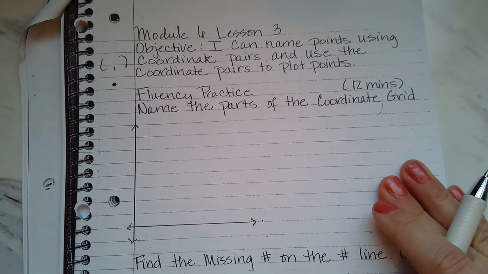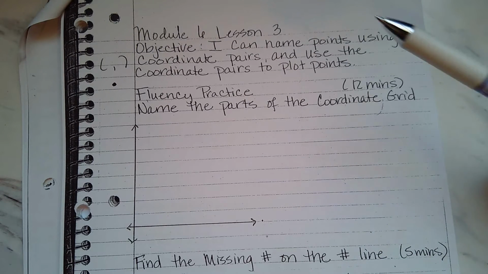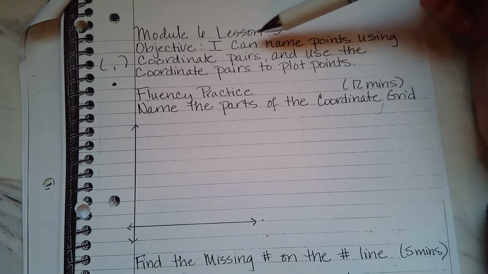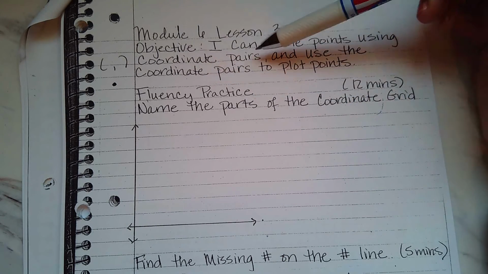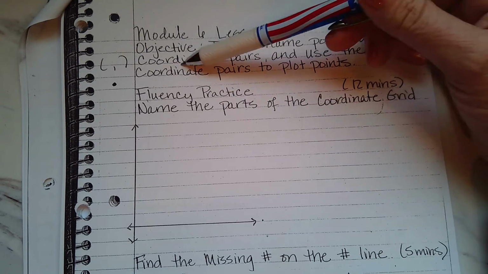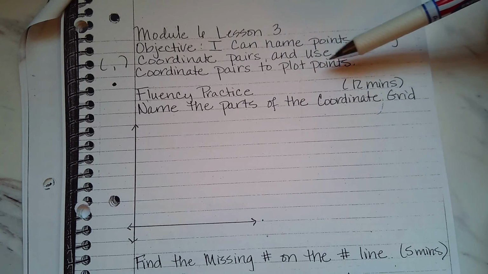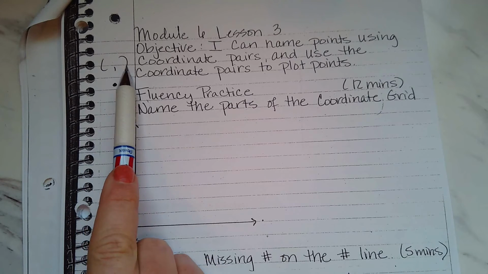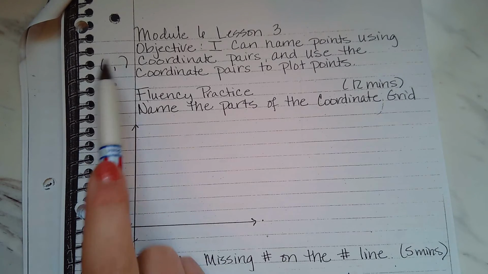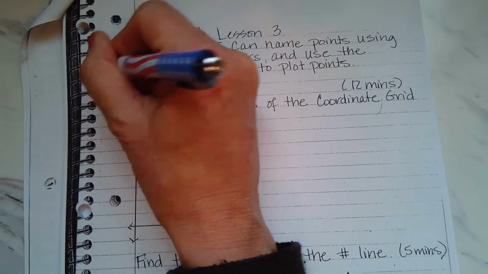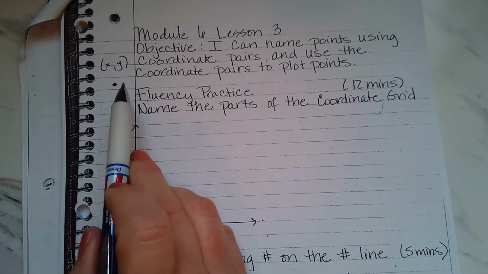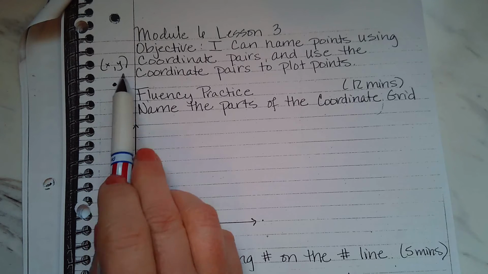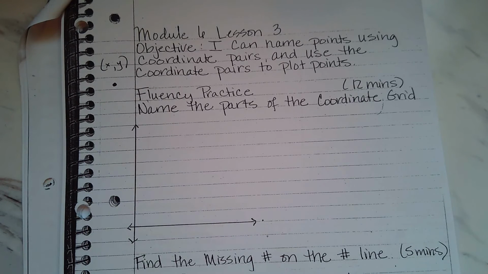This is Module 6, Lesson 7. Read the objective while I read it as well. I can name points using coordinate pairs and use the coordinate pairs to plot points on a coordinate system. So don't forget, these are our coordinate pairs. The X and the Y go inside here. And then to use the X and the Y to plot a point.